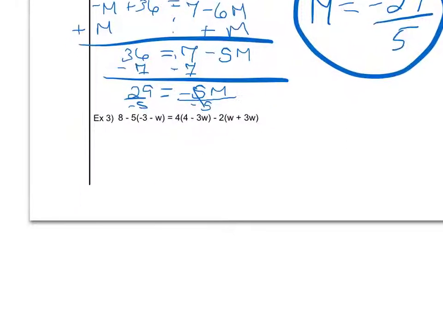Finally, looking at example 3, again, if you haven't had a chance to pause the video and try one on your own yet, this would be a good place for you to do that.